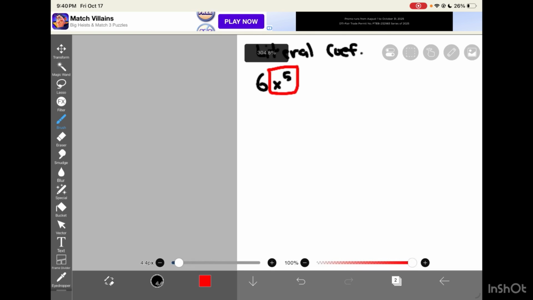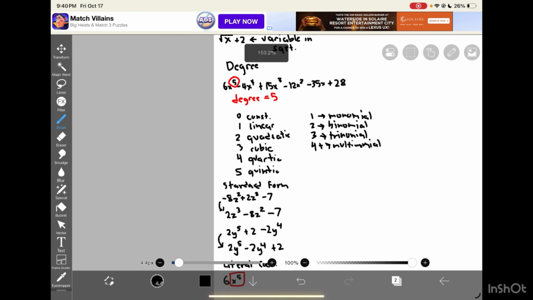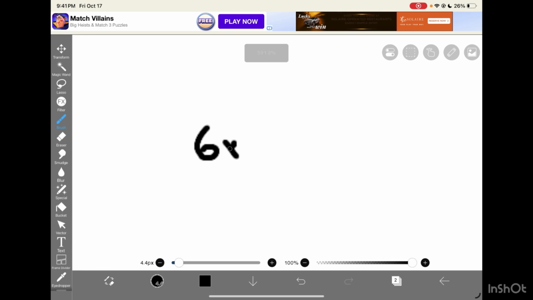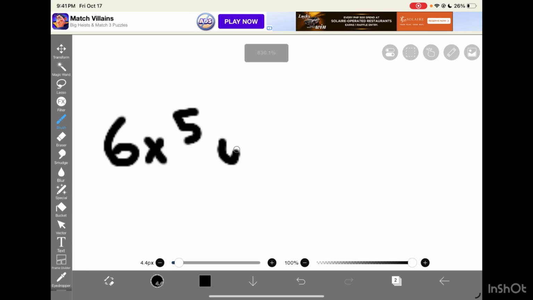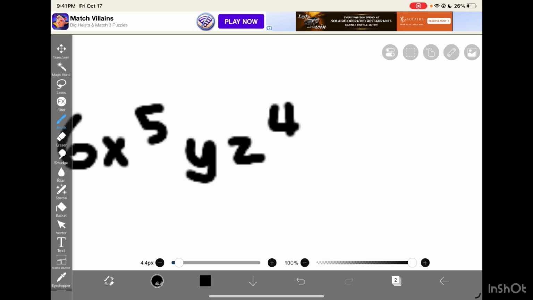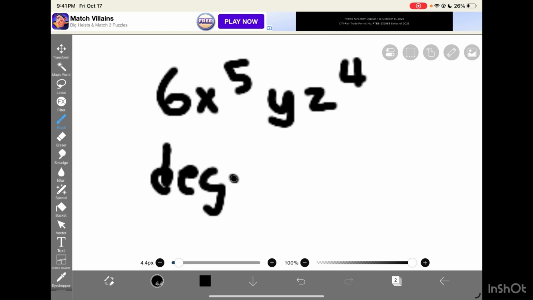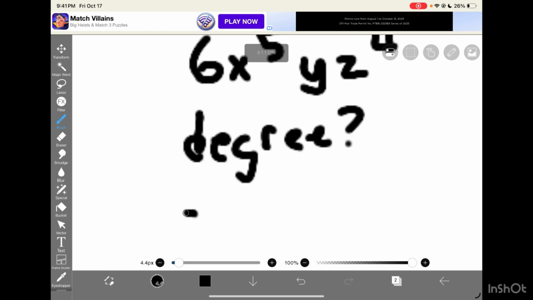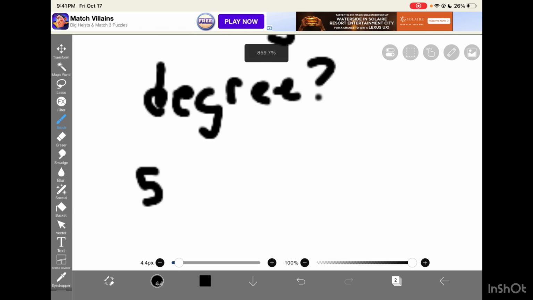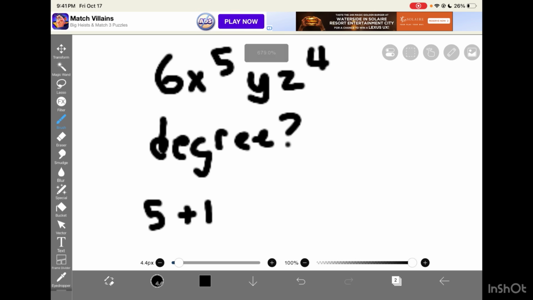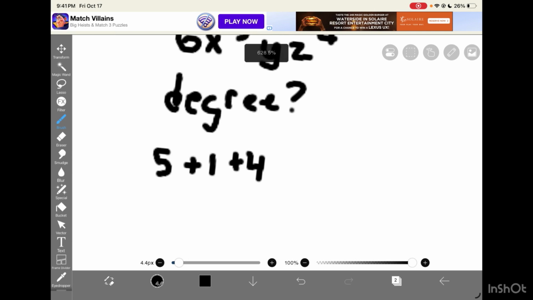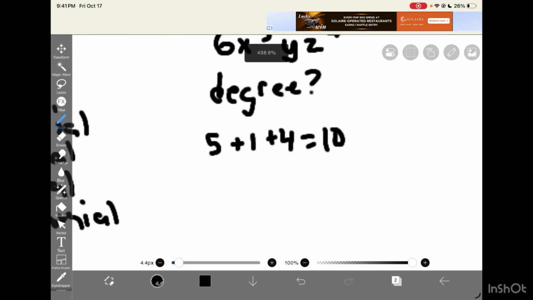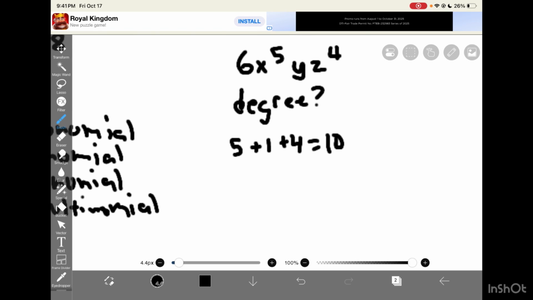Okay. Now, let's go back to the degree of a term with more than 1 variable. Let's say 6x raised to 5 y z raised to 4. What's the degree of that? Basically, you just need to add all of it. x raised to 5 is 5. y raised to nothing, so it's just 1. Then z raised to 4, so that's 4. 5 plus 1 plus 4 is equal to 10. So that's it. You just basically need to analyze it.